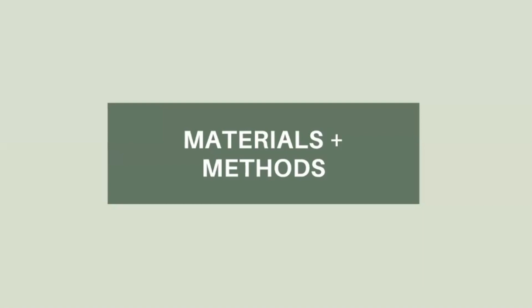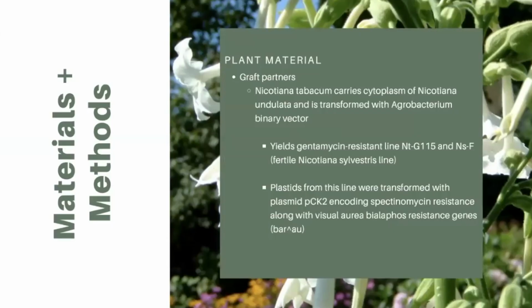Today, we'll be discussing the materials and methods that were used in this article. And we'll begin with talking about the graft partners that were used. We begin with the Nicotiana tabacum line that carries cytoplasm of the Nicotiana undulata, and then that is transformed with the agrobacterium binary vector. This would then yield the gentamicin resistant line NTG115 and also the NSF, which is the fertile Nicotiana sylvestris line.